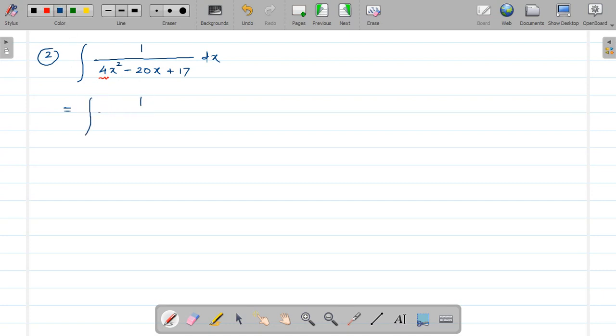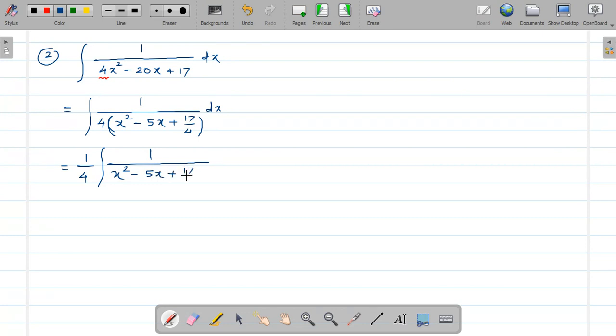So 1 upon, take 4 common, then in bracket it will be x square minus 5x plus 17 upon 4. Okay, first of all we have to make the coefficient of x square as 1. So for that we have taken 4 common, and hence the given integration becomes 1 upon 4 into integration 1 upon x square minus 5x plus 17 upon 4.